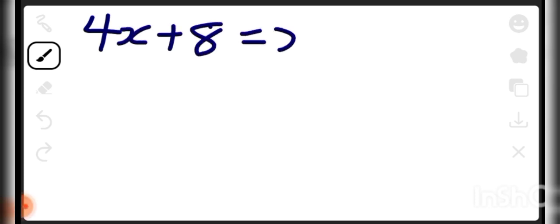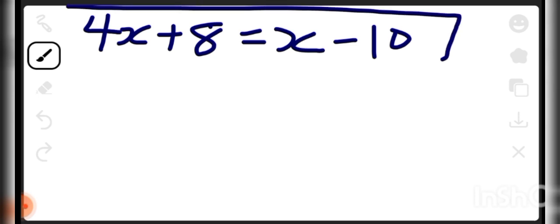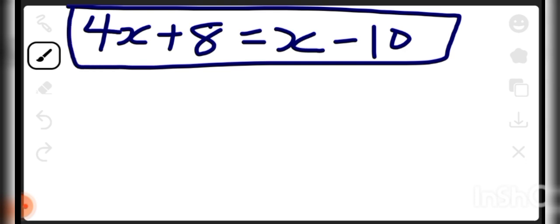Let's say we are having 4x plus 8 is equal to x minus 10. They say we should look for x here. How are we going to do it? This is what we call a simple equation. It's not because the equation is simple, no. We call it a simple equation because it mostly has just one unknown related to an expression with an equal to sign. So let's go.